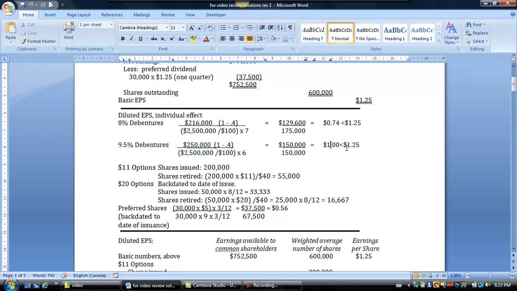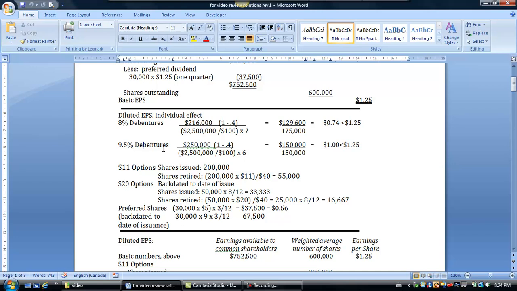We can see that in item B of the other information, it gives us some information on the debentures. It tells us that the amount of interest on the 8% debentures throughout the period was $216,000. They also tell us that on the 9.5% debentures, there was $250,000 in interest expense all throughout the period that those debentures were outstanding. Well, here's the deal.